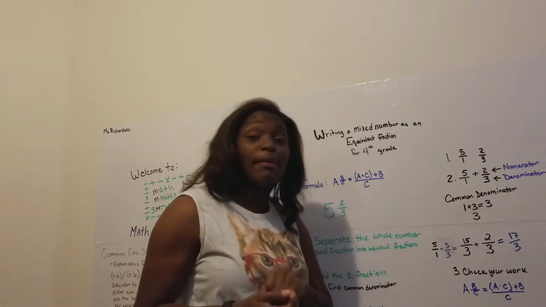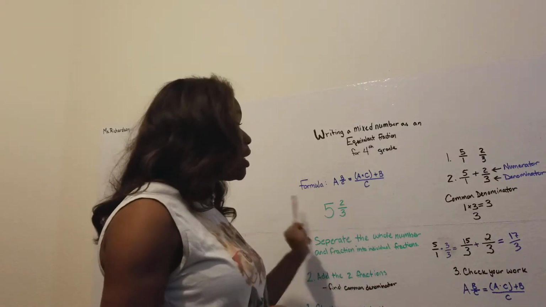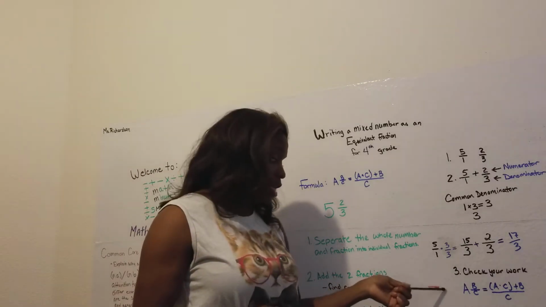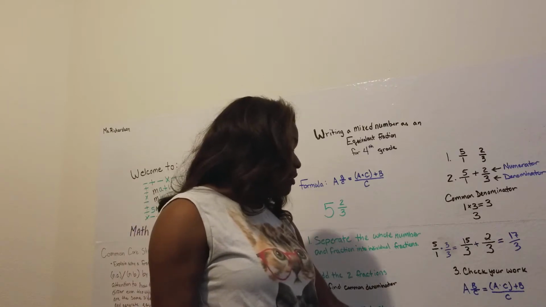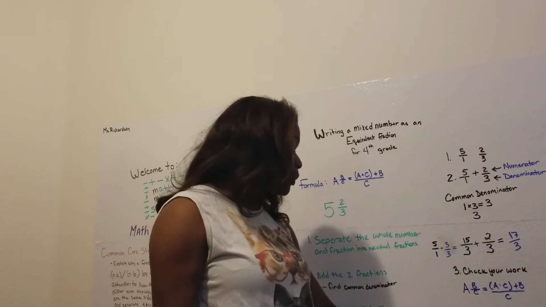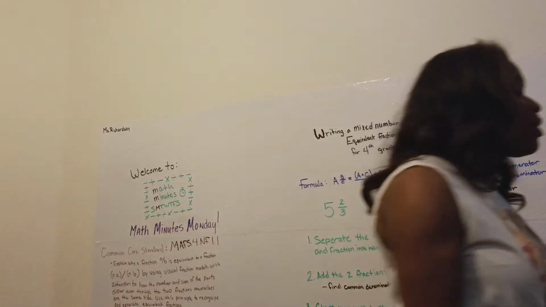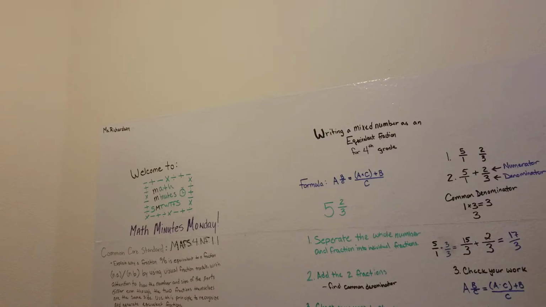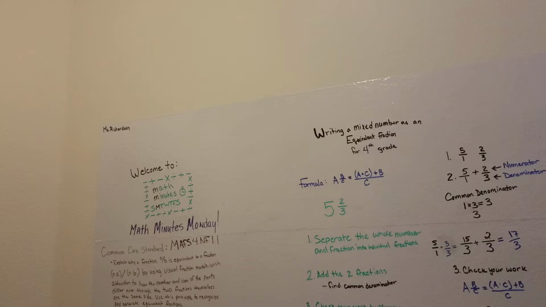Now we're going to check our work by plugging it back into our formula, which is right up here. But I've also rewritten it down here. So we have 5 times 3 plus 2 all over the denominator of 3. So I'm actually going to work that out for you guys. So equals 5 times 3 is 15 plus 2, all over our denominator of 3, which gives us 17/3. All right.